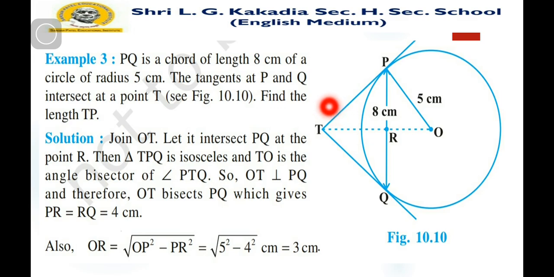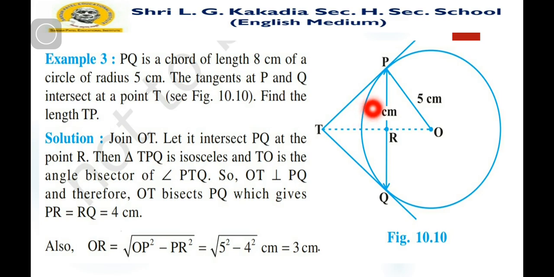Now here you can see that if we join OT, then as we know, OT is perpendicular to PQ. OT is perpendicular to PQ. So here PRO is a right triangle, and PRT is also a right triangle.